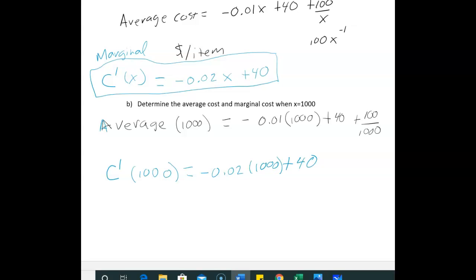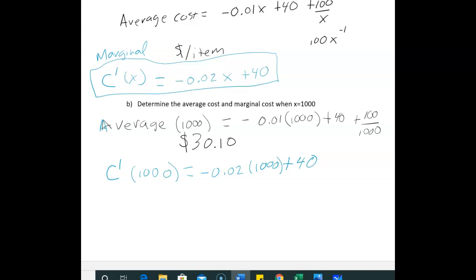I'm doing the average cost: negative 0.01 times 1,000 plus 40 plus 100 divided by 1,000. I can do this without my calculator, but I want it to be accurate. It looks like I get 30.1 for the average cost. So the average cost per unit, and since it's dollars and cents, I'm going to make it $30.10.